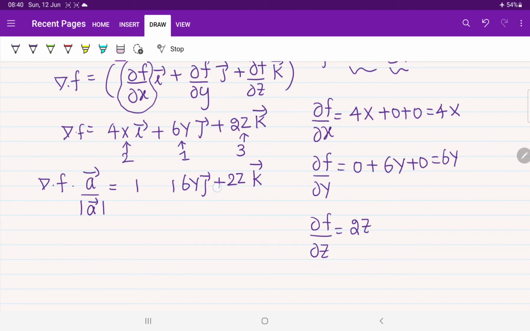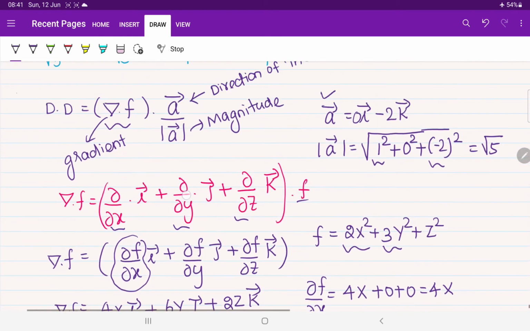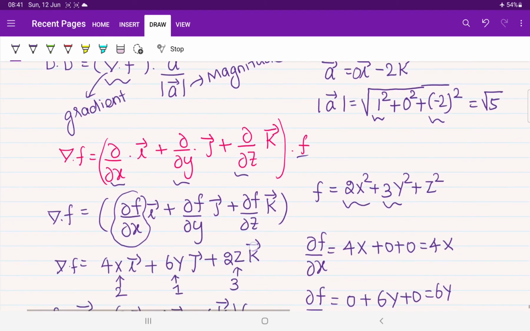So instead of writing all this, directly we will write the final step. Always the values of x, y, z will be given in the examination. Directly substitute those values first. If I substitute the values, 4 times 2 becomes 8i vector, plus 6 into 1 becomes 6j vector, plus 6k vector. That is the value of the gradient of f. And what is the value of the a vector here? It is going to be i vector minus 2k vector.